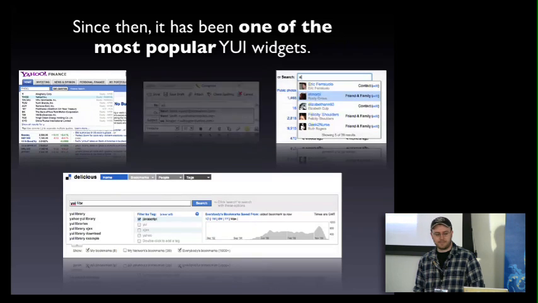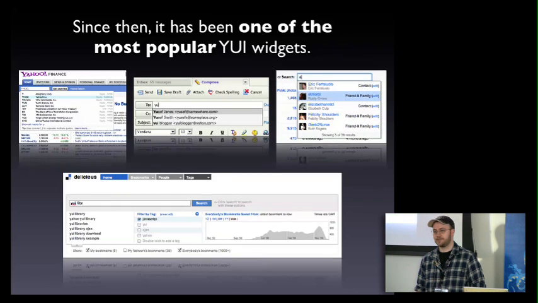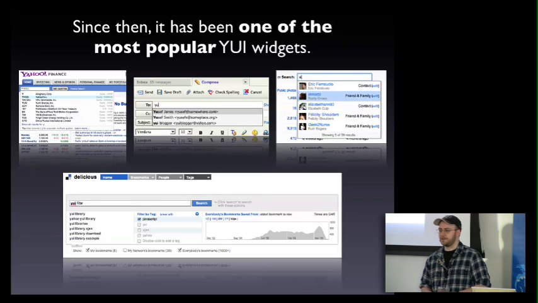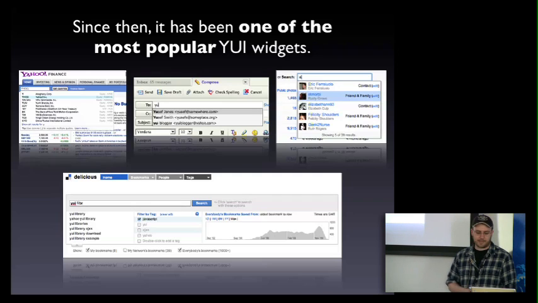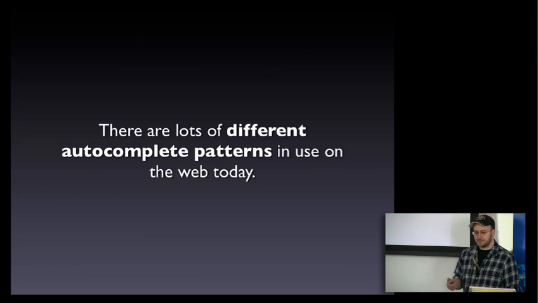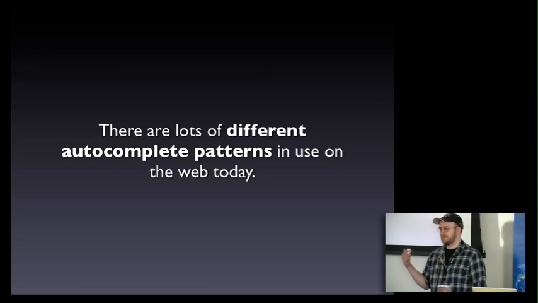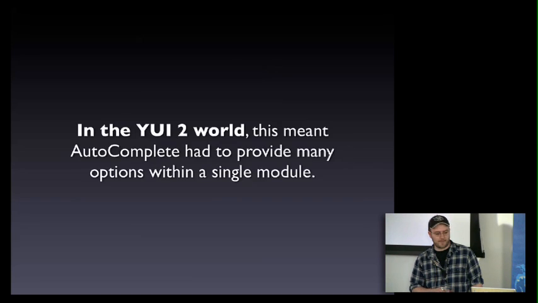And since that time, it has become one of the most popular YUI widgets. You'll see this all over the web, not just at Yahoo, but everywhere. And sometimes you won't even recognize it. You won't just see a normal list dropdown. You'll see various patterns like what Delicious does, where they're doing a more assist-like autocomplete pattern, something that doesn't really fit into that typical pattern that you expect. Because there are so many of these patterns, this is the slide that says what I just said.